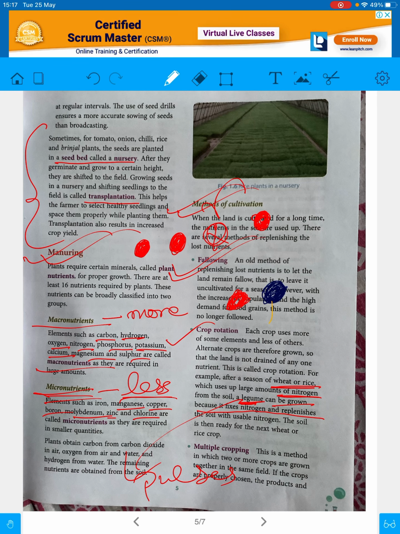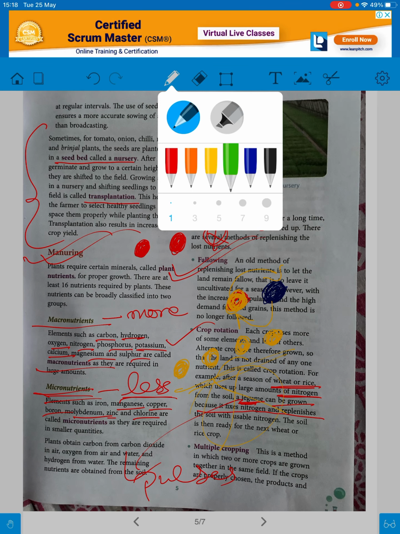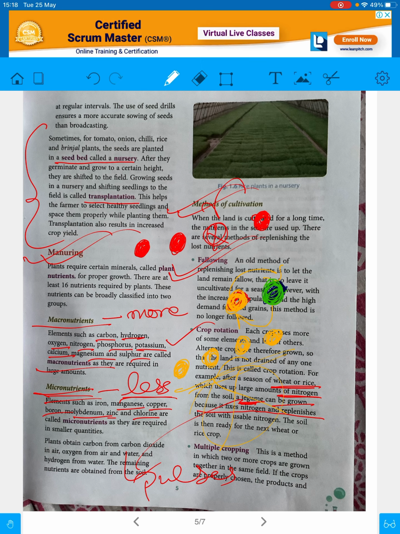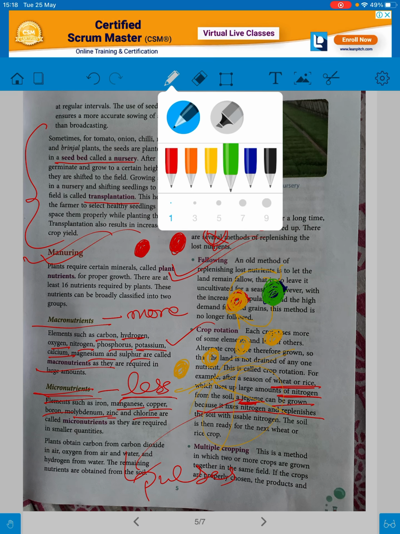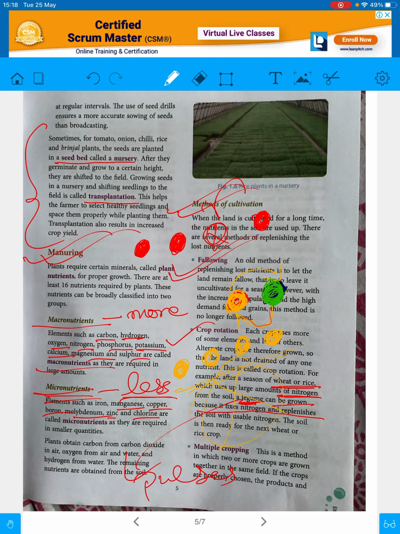This crop will help that crop to grow, and that crop will help this crop to grow. Suppose the same type of crops are grown over many years. The same type of crops requires the same type of nutrients. Now what will happen? The nutrients in the soil will get used up, right? So we change the crop over time. Suppose this time this crop is there, next time we will grow a different type of crop. This crop will help that crop to grow, and that crop will help this crop to grow. This is known as the crop rotation technique.